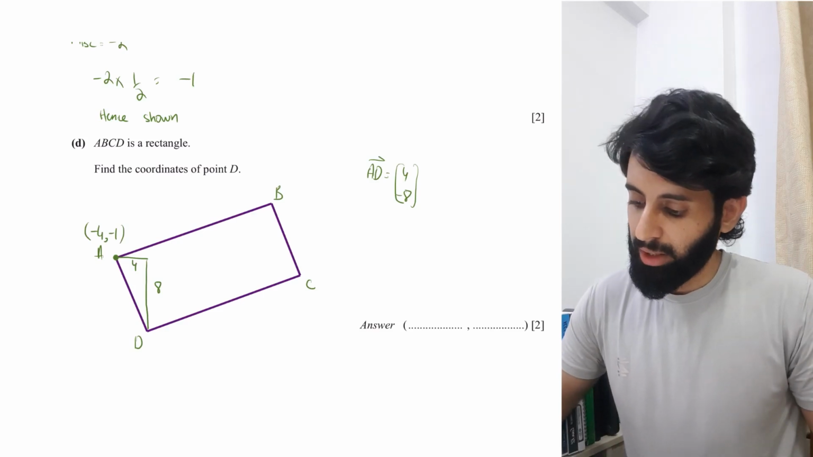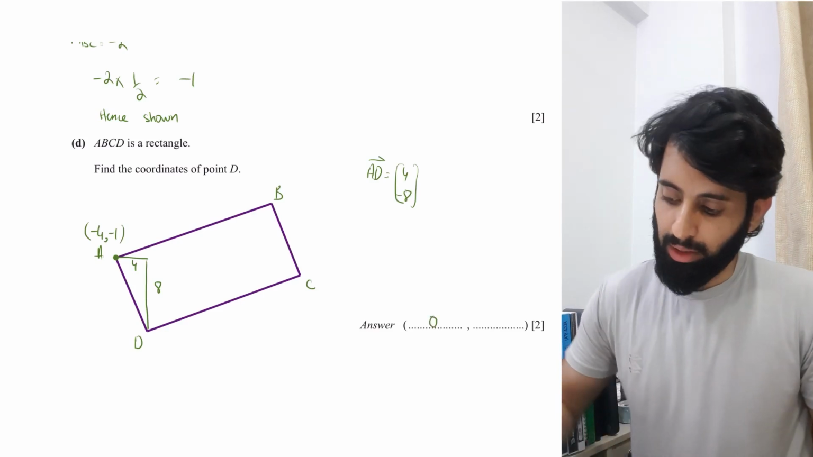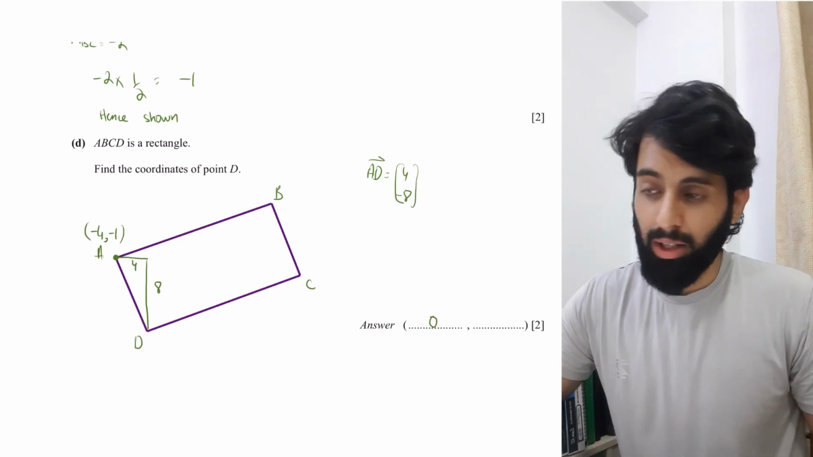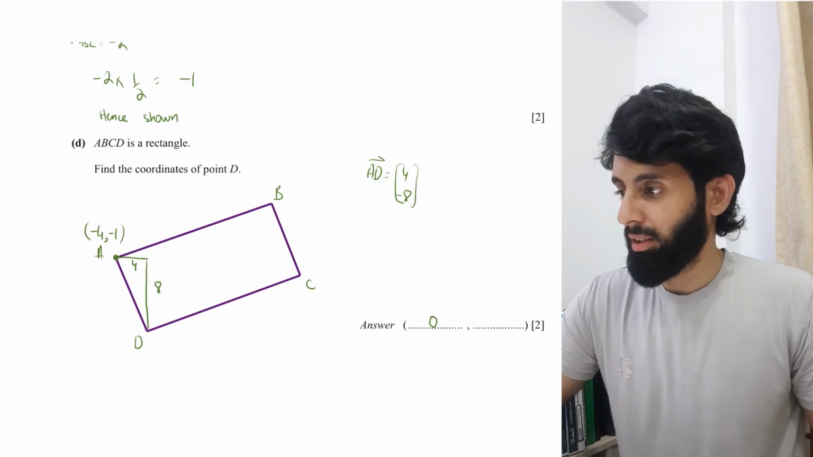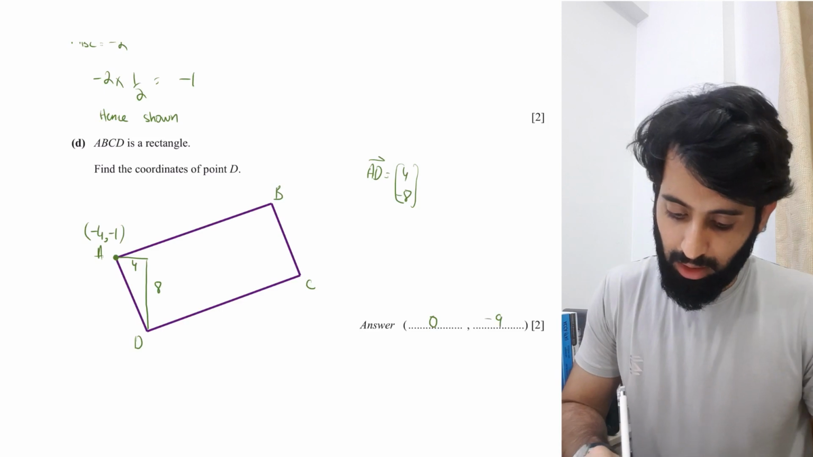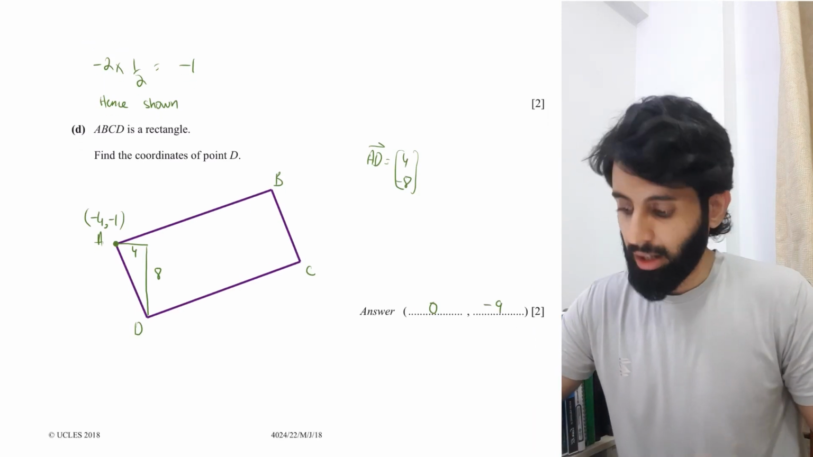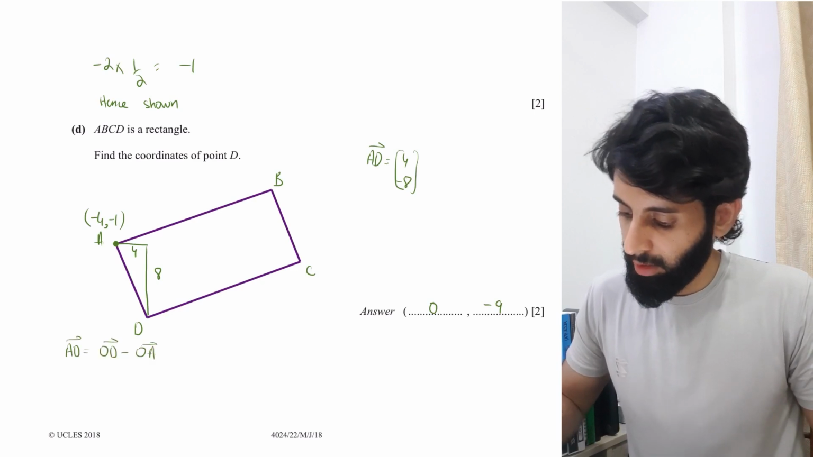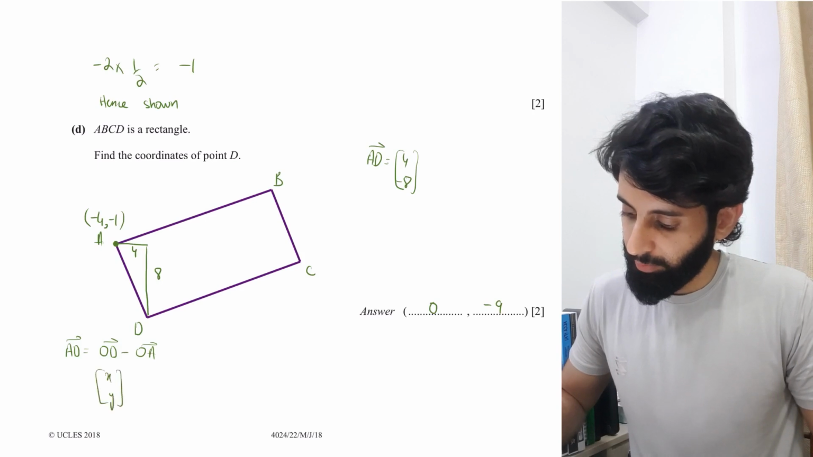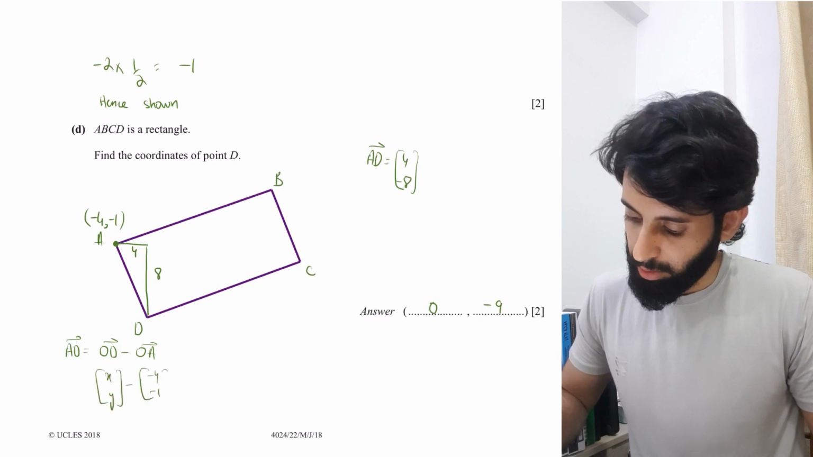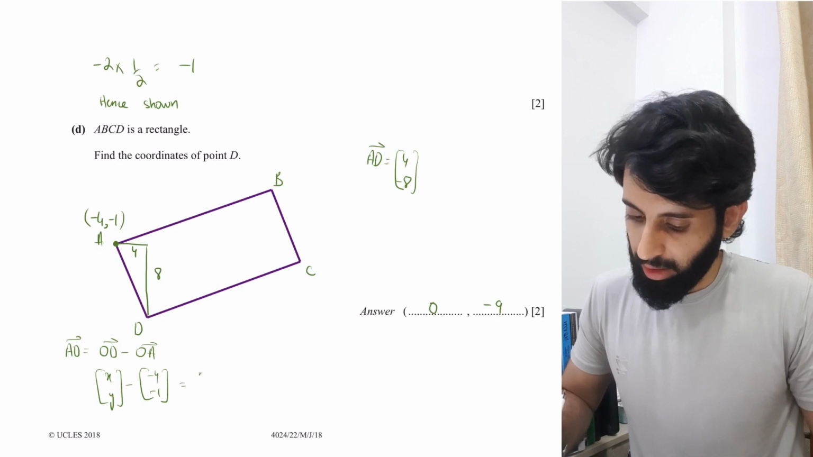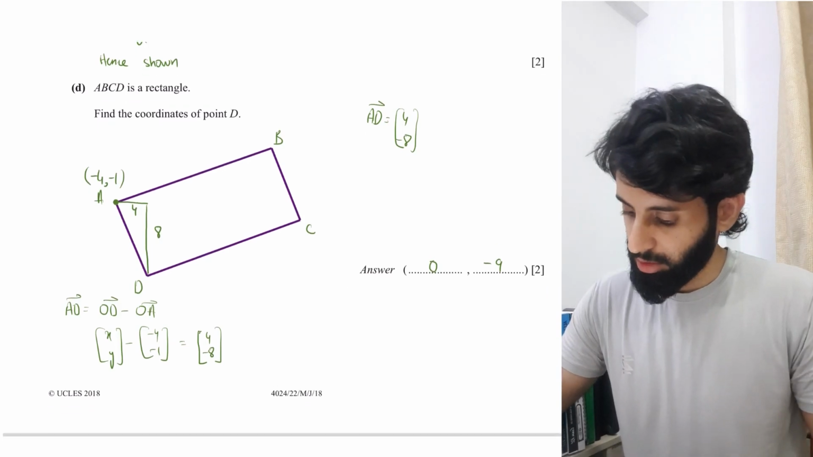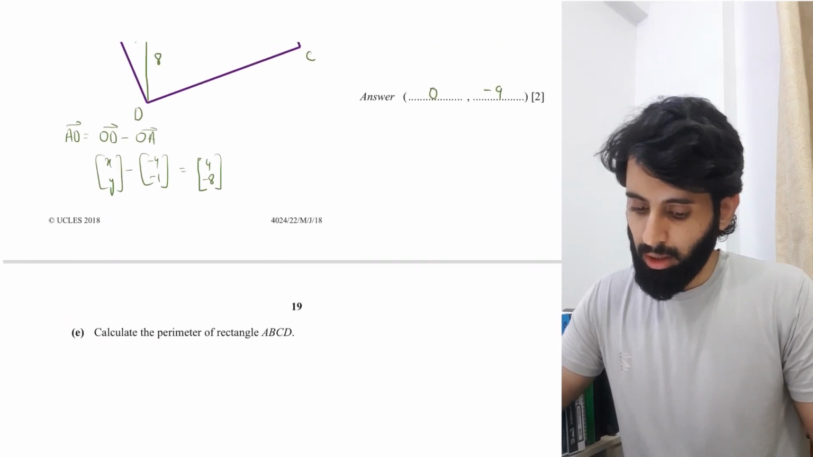So what happens when you're at minus 4 and you move 4 units towards the right? You get 0. And what happens when you're at minus 1 and you move 8 units downwards? You get minus 9, because minus 1 minus 8 is minus 9. However, if you want, you can work it like this also. AD is equal to OD minus OA. OD you can leave as x, y, and OA you can write as minus 4, minus 1, and set this equal to AD, which as we know is the same as BC. Then you can work this out and get your answer, which again is going to be minus 9.